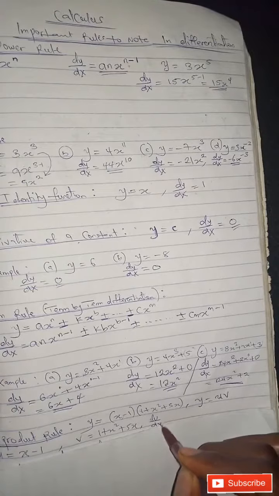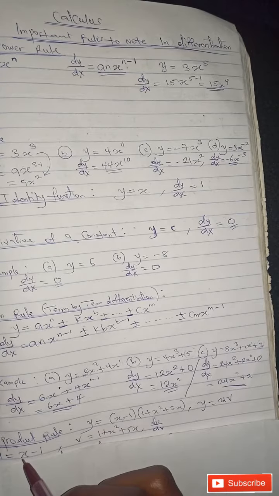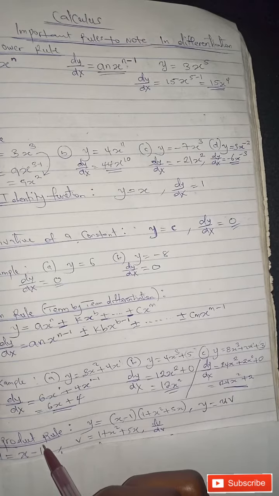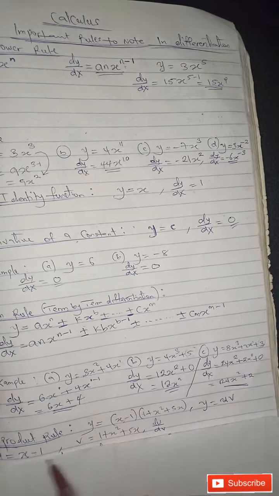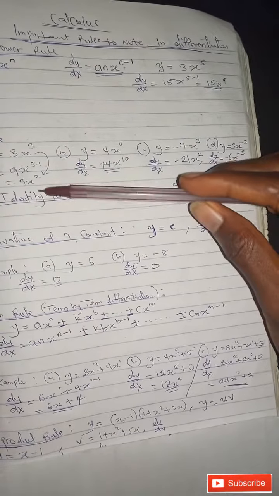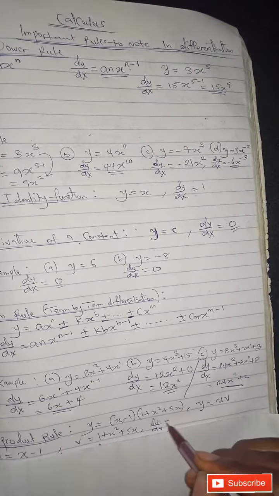What do you have? You have du over dx. So if you differentiate this with respect to x, you just have 1, right? Because look at this, this is a constant. So if you differentiate this, you have 0. But this is x raised to the power 1, and we have 1. Of course, this is just the derivative of an identity function, right? Because if you differentiate an identity function, you just have 1. So du over dx is just 1.